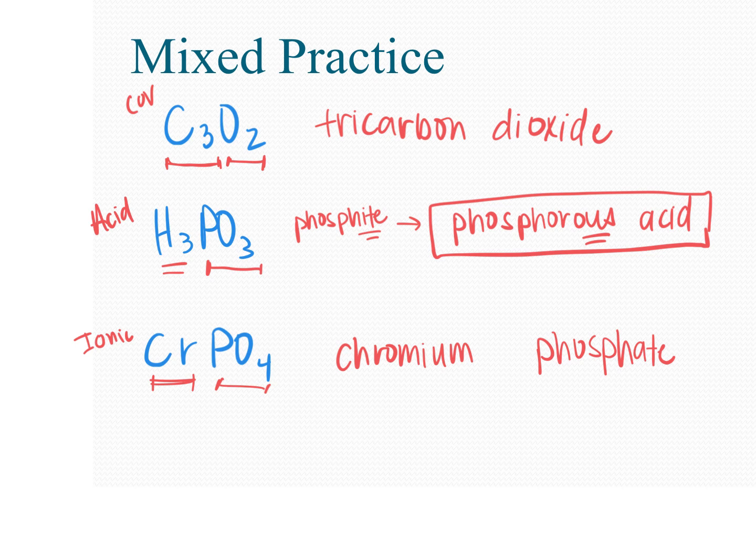I've got to figure out what's chromium's charge here. Okay? If they fit together 1-to-1, which it looks like they do, and I know phosphate has a -3 charge, what must chromium's charge be? +3. Okay, so chromium(III) phosphate. Okay, does that feel a little better?